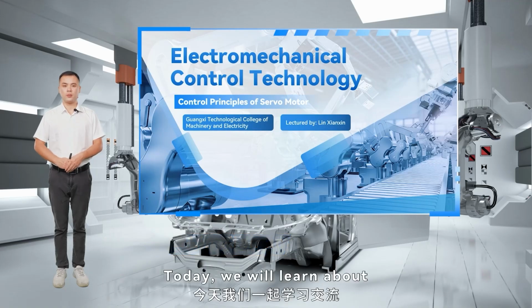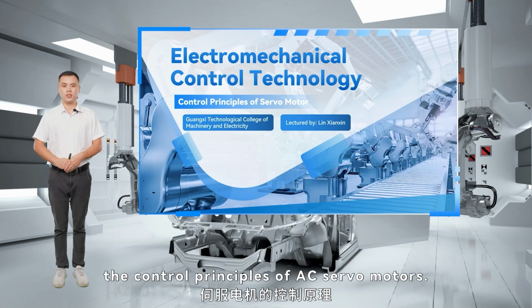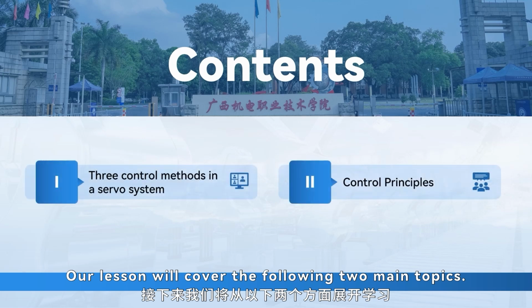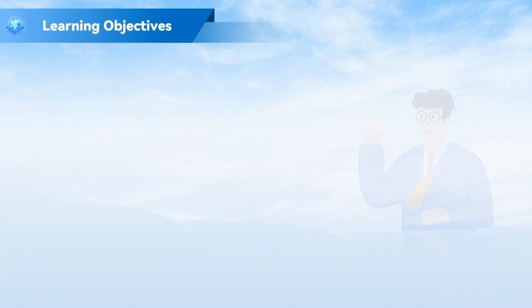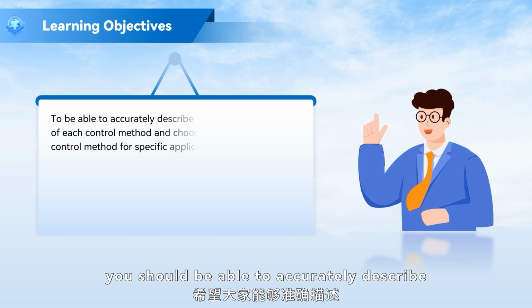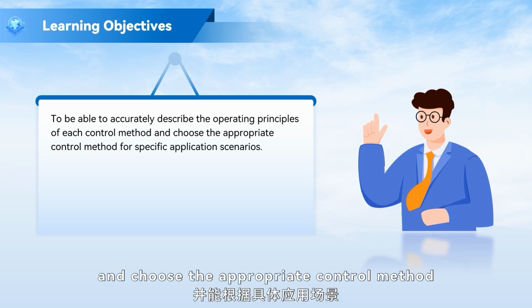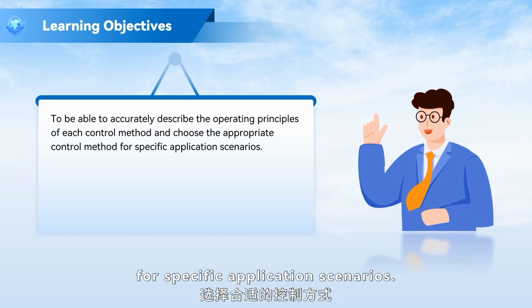Today, we will learn about the control principles of AC servo motors. Our lesson will cover the following two main topics. Through this lesson, you should be able to accurately describe the operating principles of each control method and choose the appropriate control method for specific application scenarios.